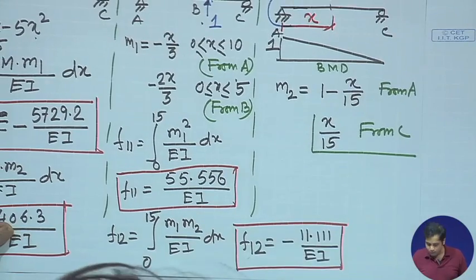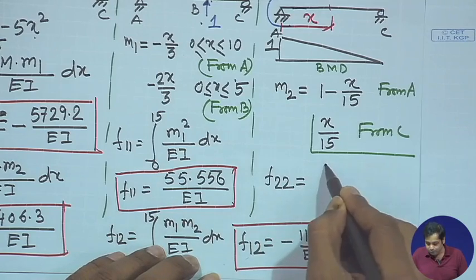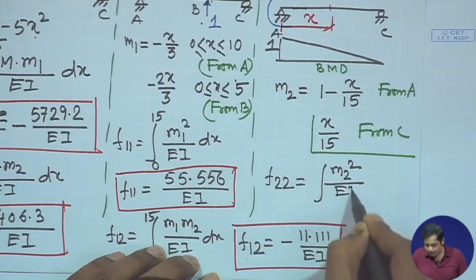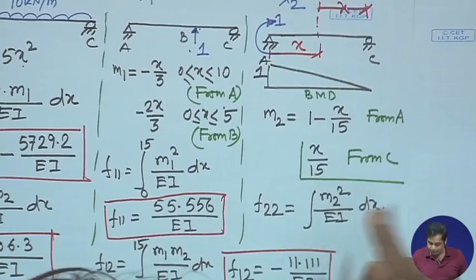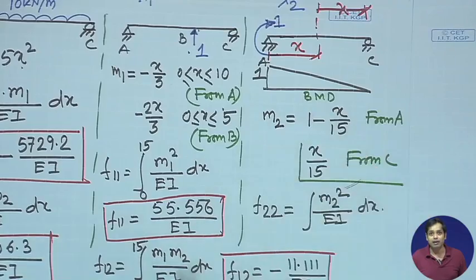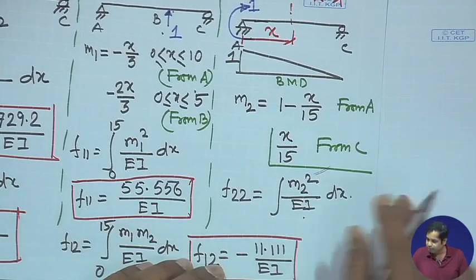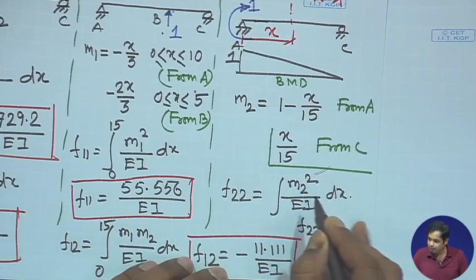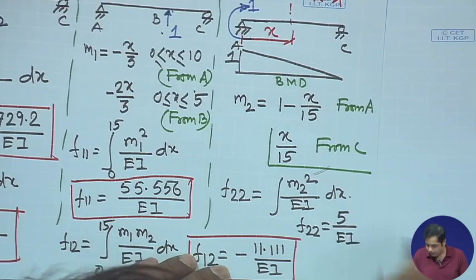Next, we need to determine F22. F22 will be the integral of m2 square by EI dx. If m2 is this value, then F22 becomes 5 by EI.